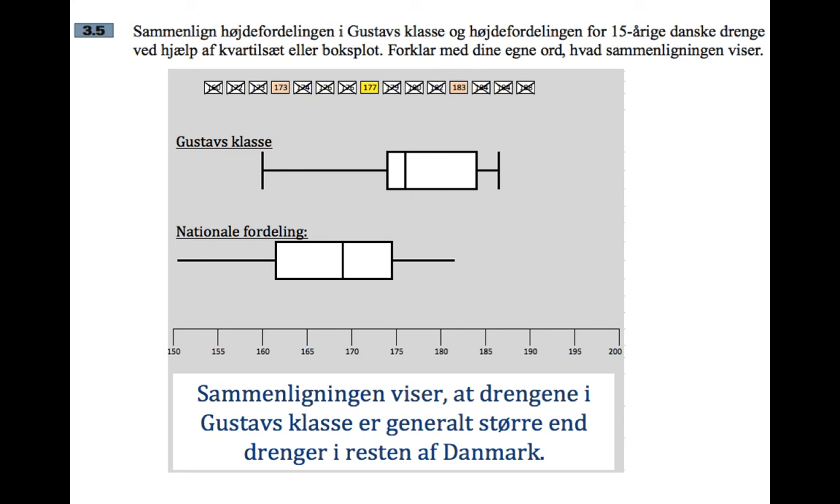But you can see a general pattern that people in Gustav's class are a lot taller than the national average. So I've written the comparison shows that boys in Gustav's class are generally taller than boys in the rest of Denmark. Usually for a box plot, you want to say something about how spread out the numbers are as well. You want to talk about the position of the data and the spread of the data. I can't see much difference between the spread there. Perhaps I should have said that there's not much difference between the spread of the data, or perhaps it's best to leave it.